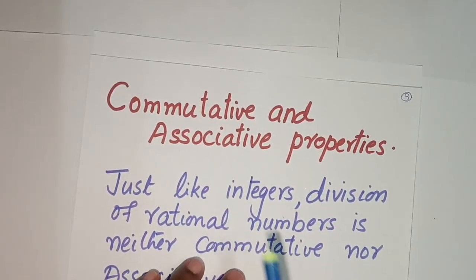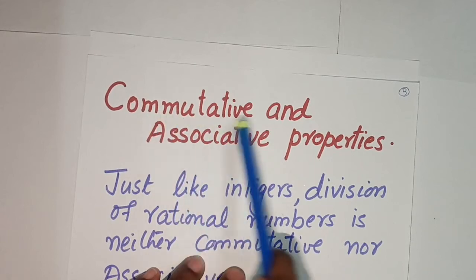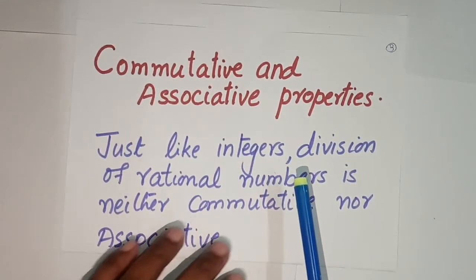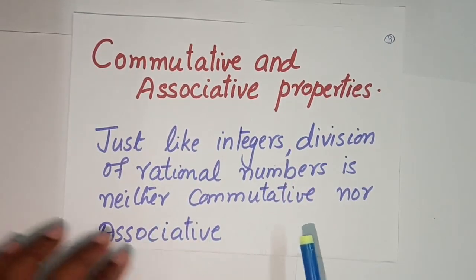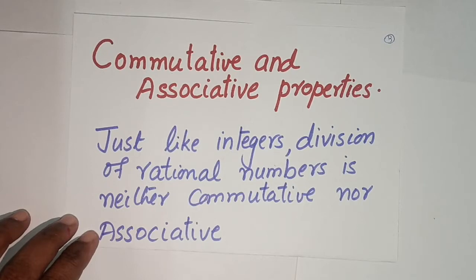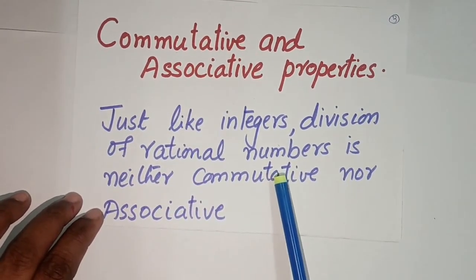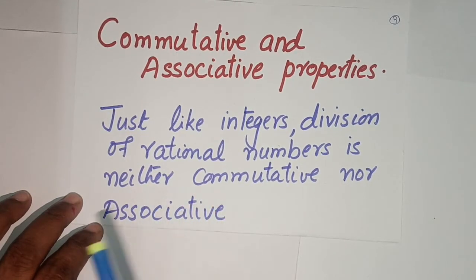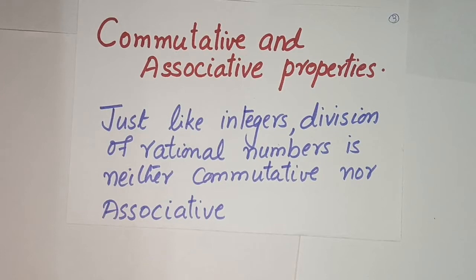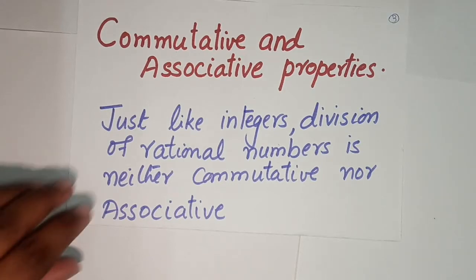Now the next property is commutative property, and the third property is associative property. But in integers we have already learnt that commutative property and associative property of division are not true. Just like integers, division of rational numbers is neither commutative nor associative. That means both these properties are not true for division.